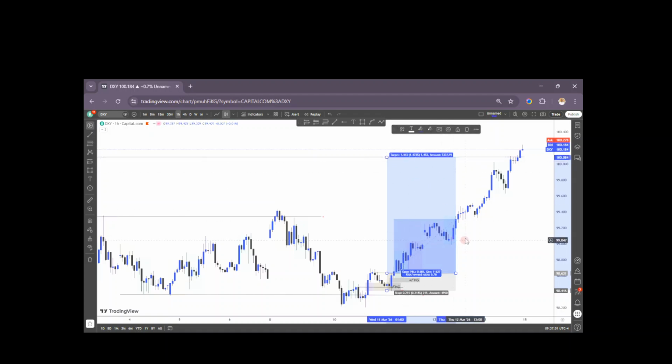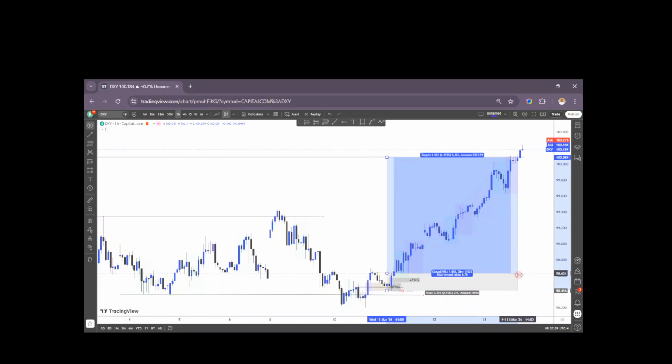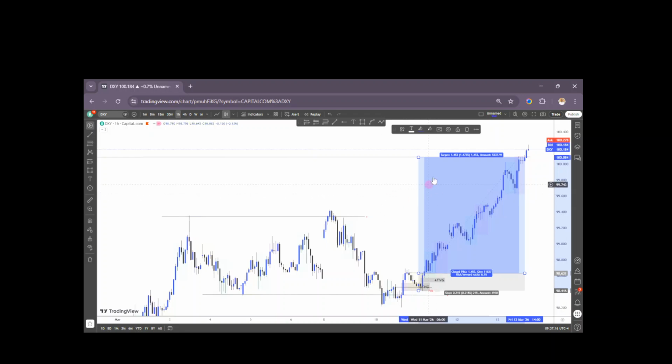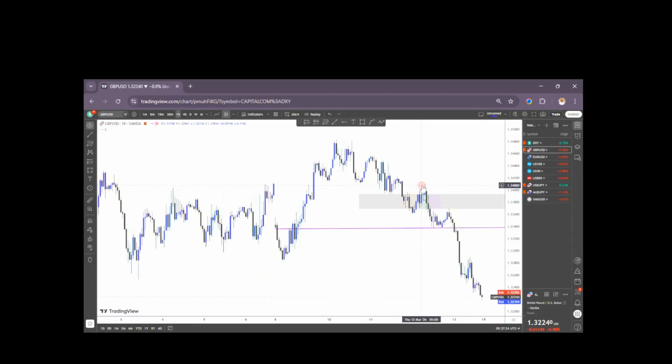Because we had already, from a weekly perspective, completed the business of the sell side liquidity, you'd have taken out this, you'd have held this trade all the way to this. Yeah, so that was for DXY. Now when it comes to Euro USD and GBP USD, it is now the opposite.